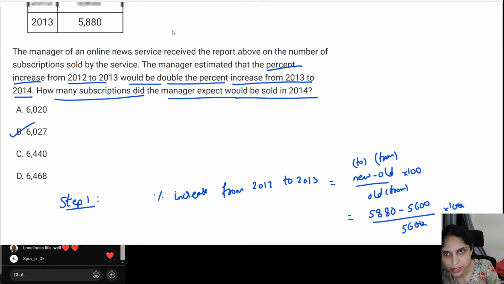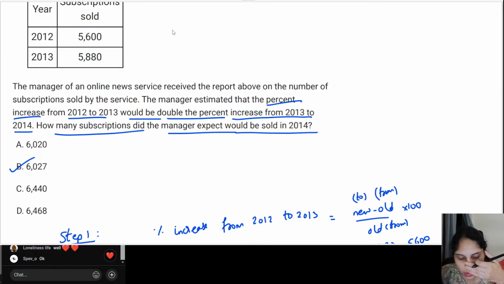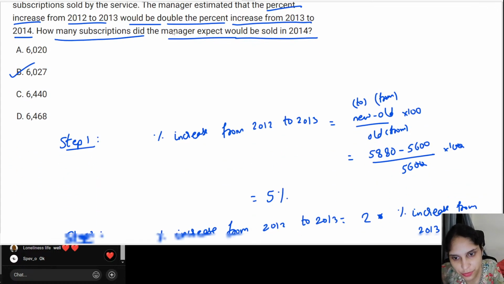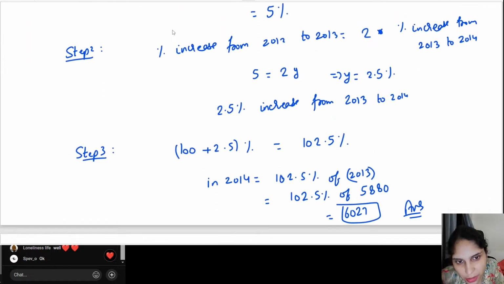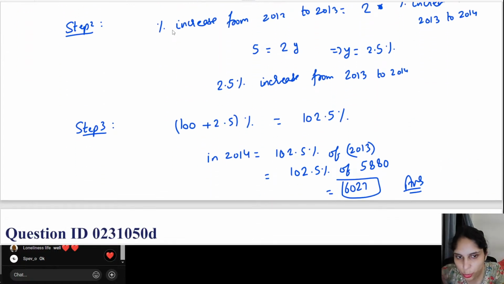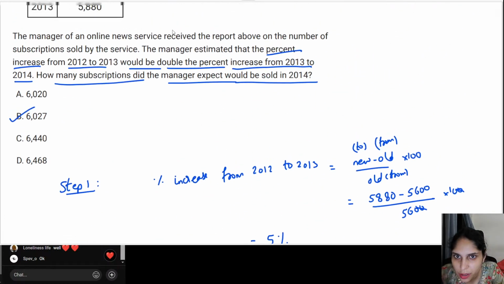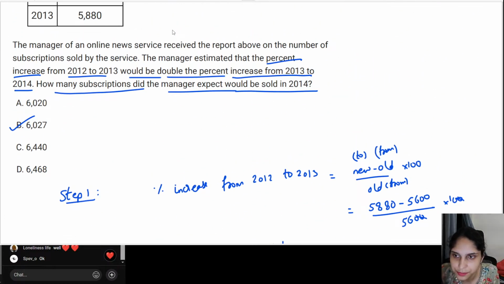So first you find percent of increase from 2012 to 2013. Then you take half of it because it is double of the new percent of increase. And then you have got the percent of increase. Now you find the percentage and you find 102.5% of 5880. So these are the 3 steps that have to be done in this particular question. All right? Yeah.